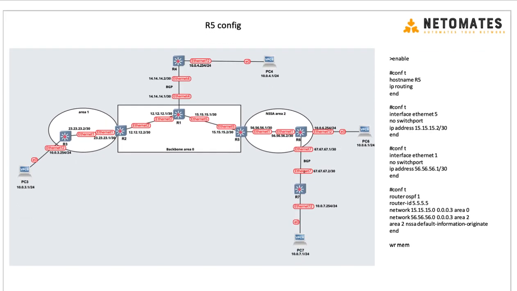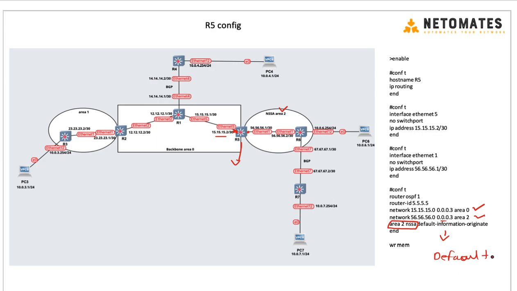On R5, R5 will only be running OSPF. It is connecting two areas, one side connecting to area 2 and another interface connecting to the backbone area. So this is the backbone area, 15.15 in area 0, and for area 2 we have 0.0.0.3, and this is an NSSA area. This is not a standard area, so we need to specify that it is part of NSSA area 2, and I am using the default-information originate command here. This is to inject the default route.